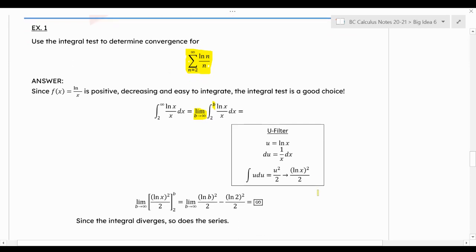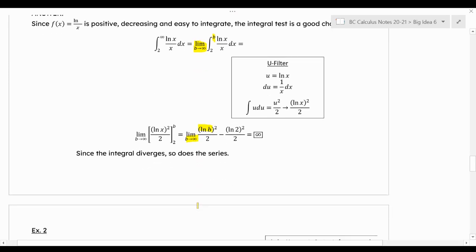So the limit as b goes to infinity of the log of x quantity squared over 2. Check this out. What happens to the log of b as b drives off to infinity? Well, it gets infinitely big. And if that's the case, then this improper integral diverges. It's infinite in size. So what does that tell us about the original series? Well, it tells us that the original series is also infinite in size because it can be tied to that improper integral. That's how we're going to use the integral test.